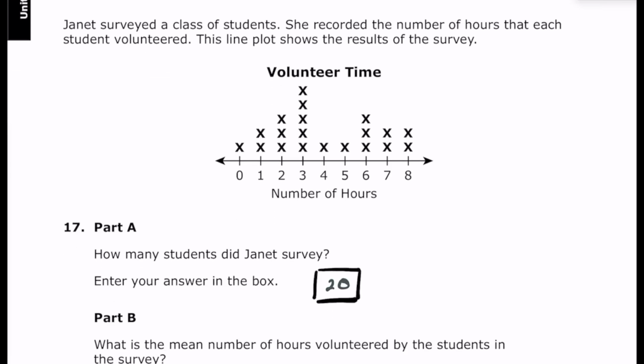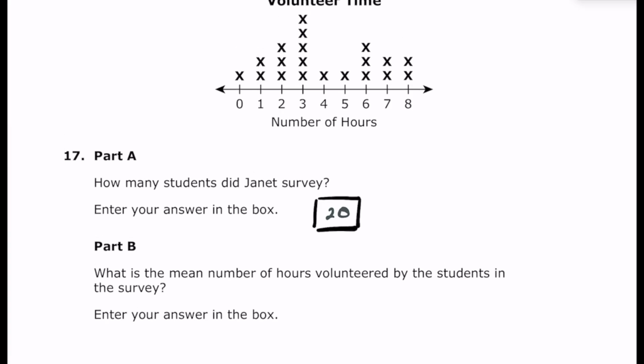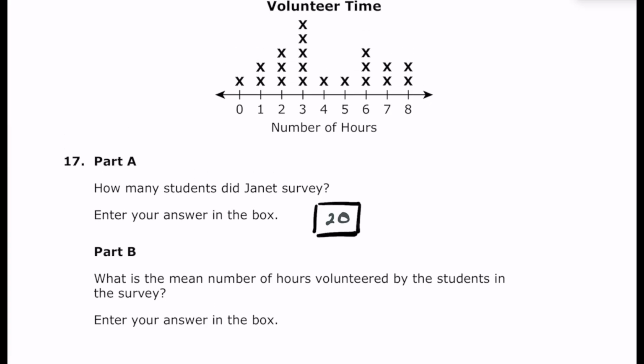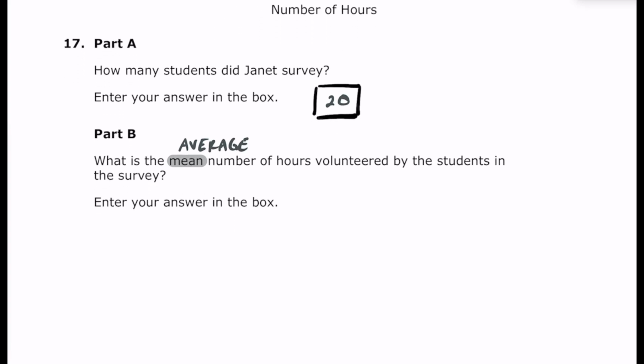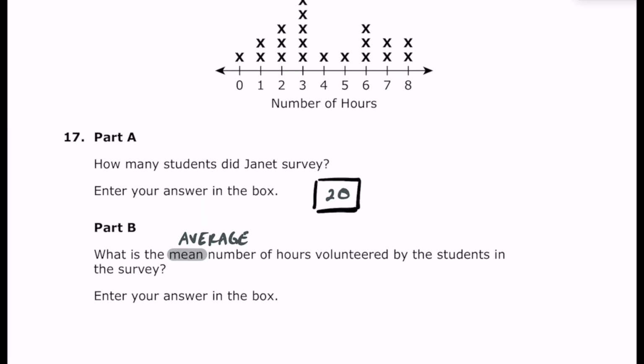Now, the next question says, what's the mean number of hours volunteered by the students here? And so just keep in mind, what does the word mean mean? The word mean is basically saying, what is the average, right? So how do you find the average? Well, you add up all the numbers and then divide by the number of numbers. So let's see here. We know we're going to be dividing by 20 because there's 20 people, but how many hours on average did each person volunteer for? So we have to add up all the numbers here.